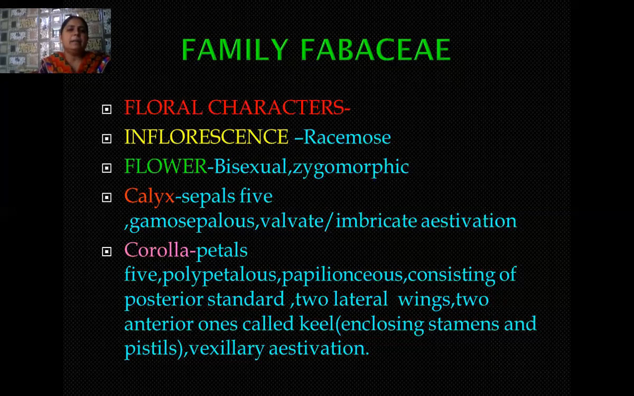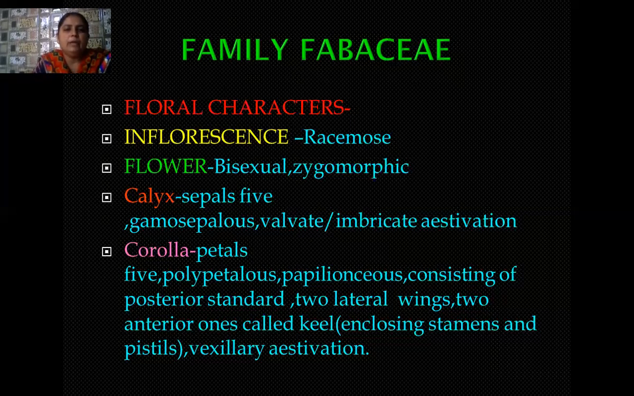How many sepals are there in a calyx? You know that calyx is group of sepals. How many sepals are there? 5 sepals are there. Gamosepalous condition means all the sepals are fused together. Valvate aestivation sometimes or imbricate aestivation is present. So that I have explained to you under the topic aestivation.